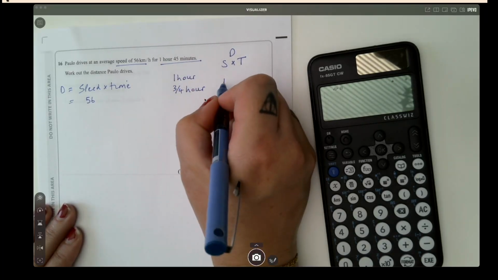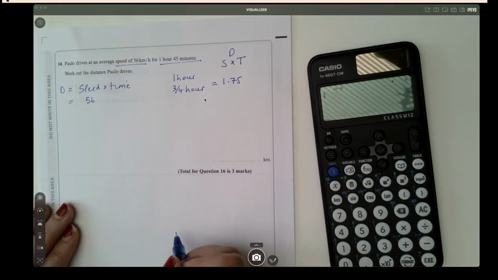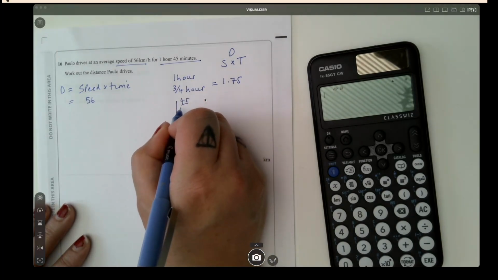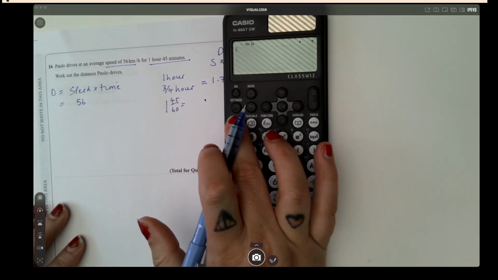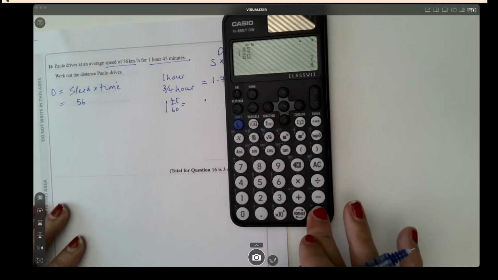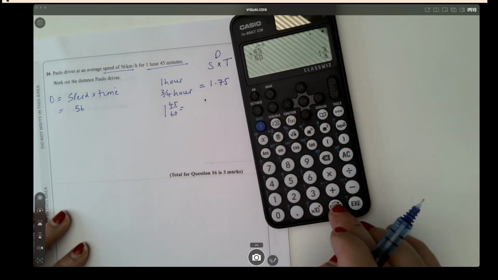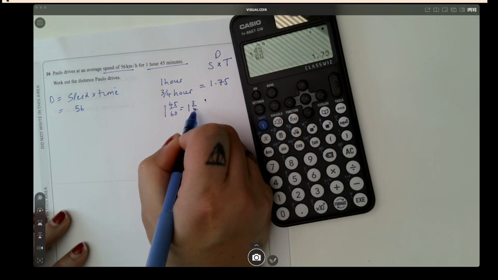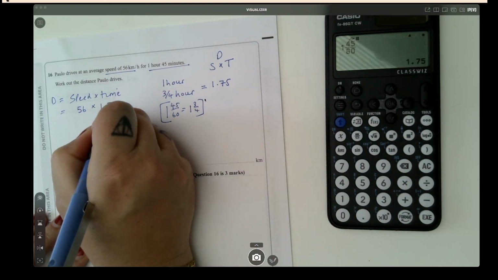So it's 1.75 as a decimal. What you could do is write it as 1 and 45 over 60, because it's 45 out of 60. And then if you were to simplify that on your calculator, so 1 and 45 out of 60, it would give you 1 3/4, but then you could put it into a decimal, which is 1.75. It's just another way of doing it if you need to. So the time is 1.75.